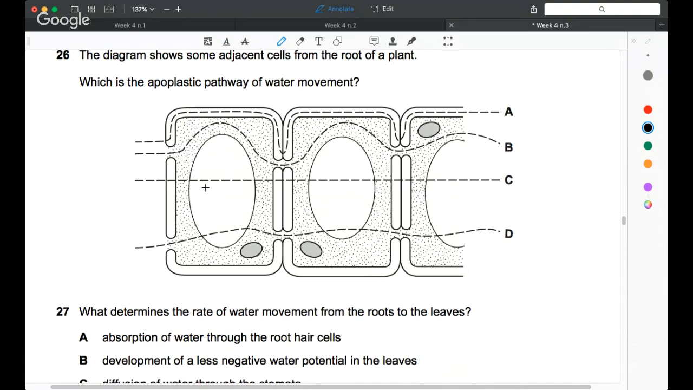Oh, aquaplastic. A. Good. So, what are the different pathways? Aquaplastic and symplastic. And what are the differences? Aquaplastic is through the cell walls, and symplastic through plasma membranes, plasmodesmata, cytoplasm. Good. Okay. So, which one of those is symplastic? B, C, and D. Good.